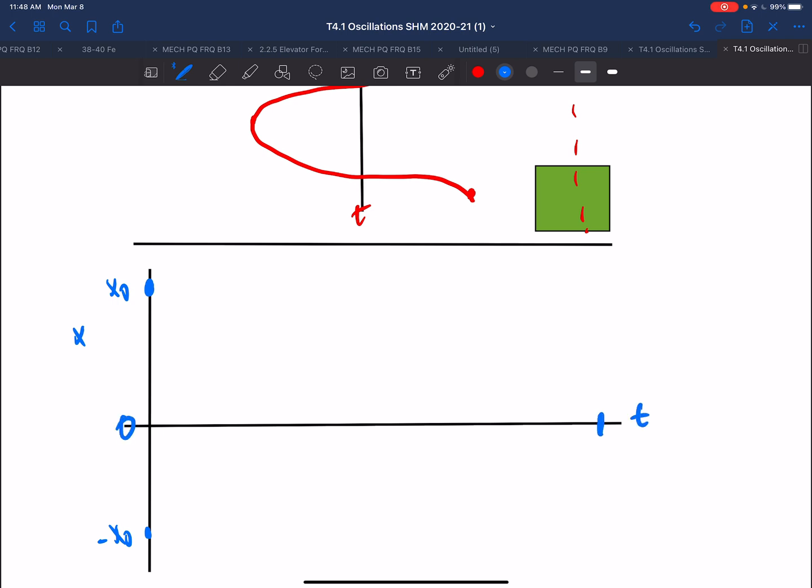Here is the time, and this represents the whole period. And we said after the period is complete, it will return to x0, and at halfway, it will be at minus x0. So that is our graph. We've just redrawn it.